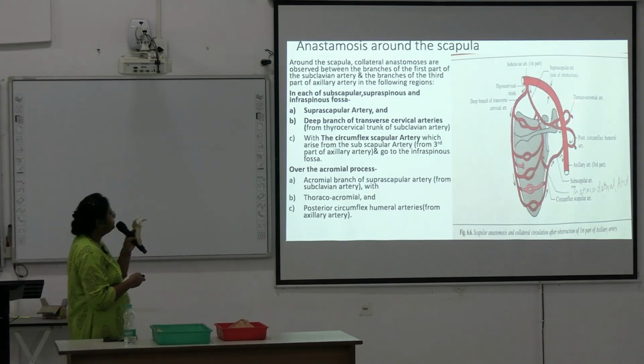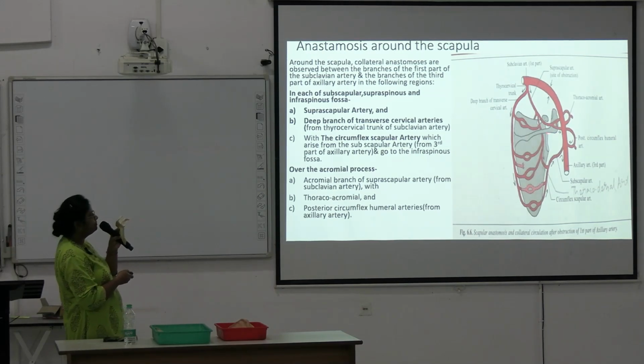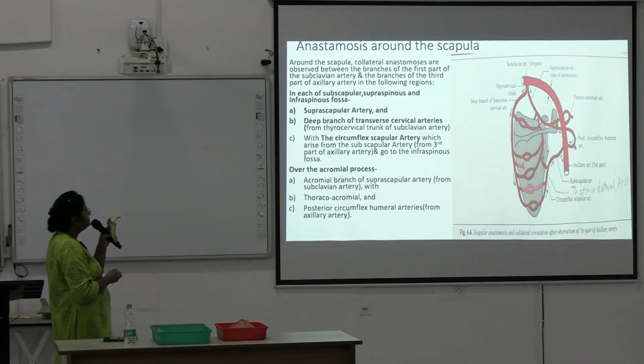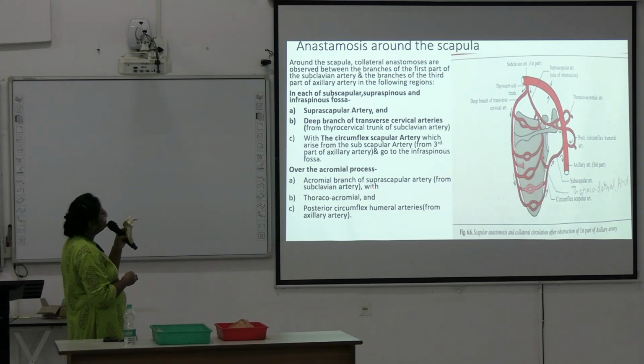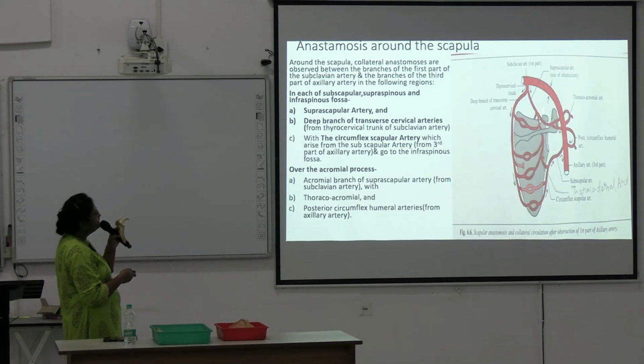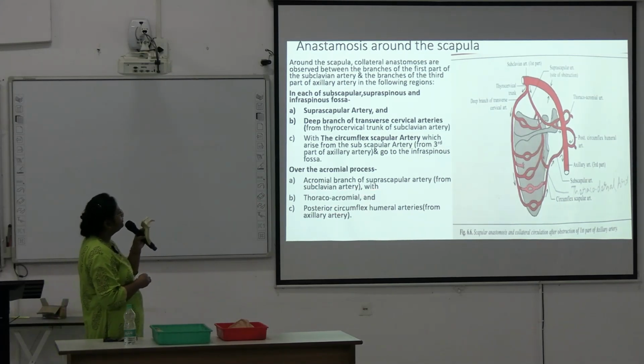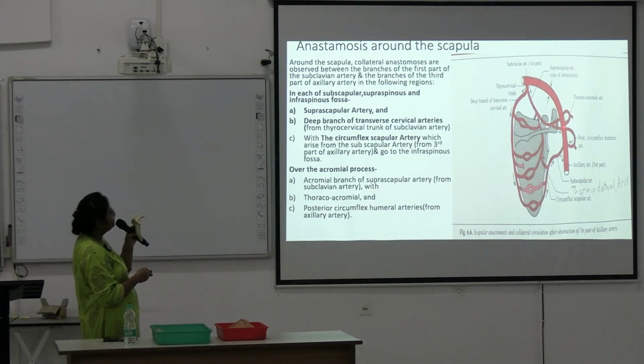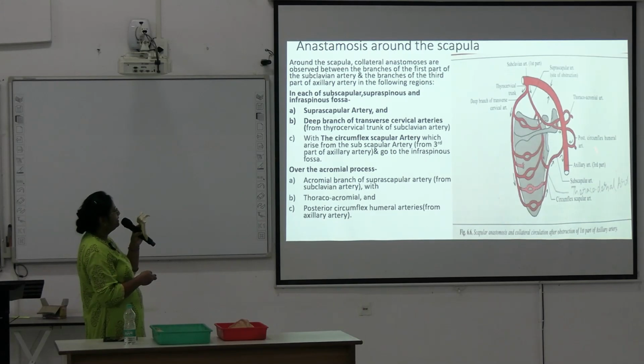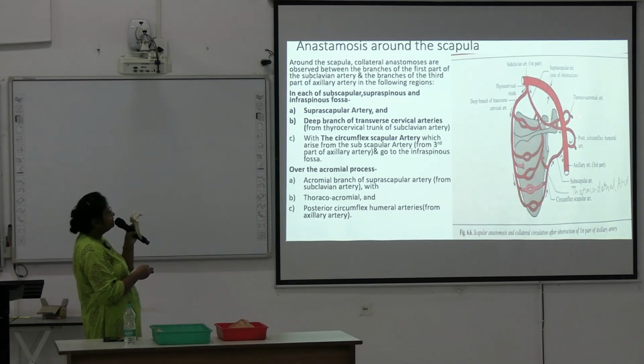And over the acromion process, here also one anastomosis is present. Here these branches are present: the acromial branch of the suprascapular artery, the acromial branch from the subclavian artery, the thoracoacromial artery, here, and the posterior circumflex humeral artery, which is a branch from the axillary artery. Here is the posterior circumflex humeral artery. This also comes from the third part of the axillary artery.